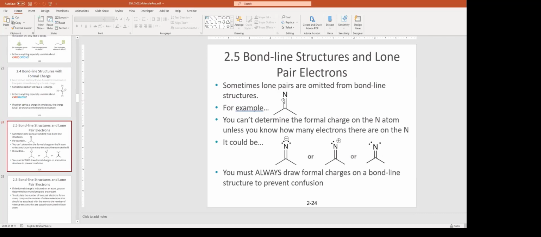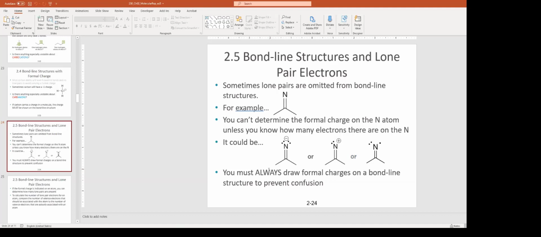Sometimes lone pairs are omitted. For example, this would be a bad example. You don't want to do this and leave the lone pairs off, because this isn't a structure that we've talked about yet. If you do this, it's very ambiguous what you mean. Do you mean this? Do you mean this? Or even worse, this with 1 electron off on its own. It's called a radical.